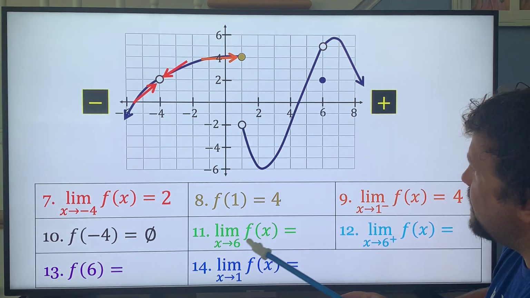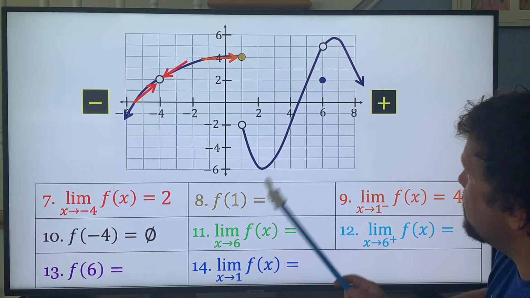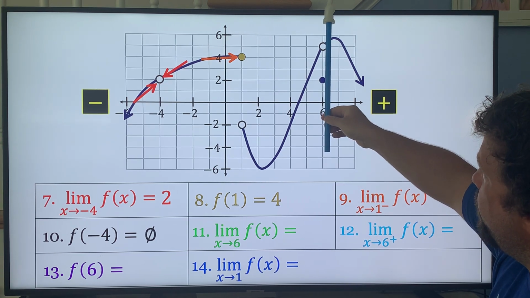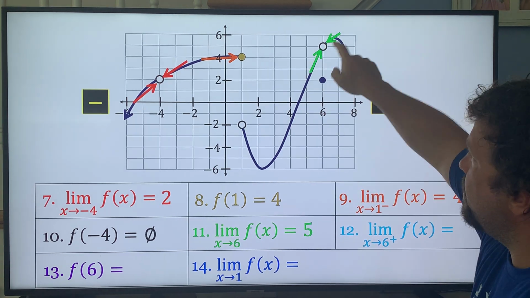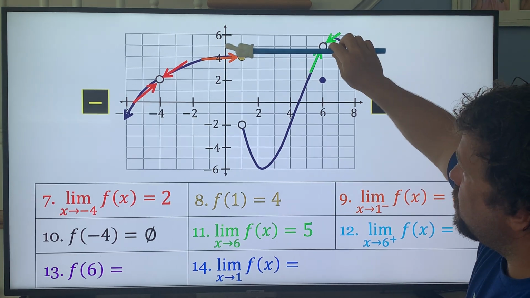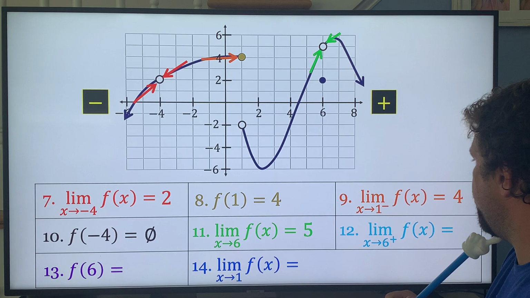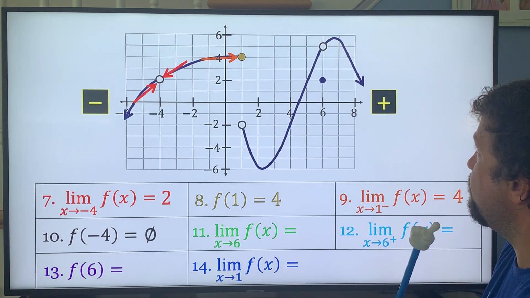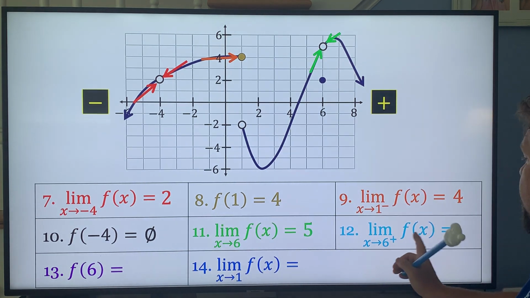The limit of f of x as x approaches 6. All right, so let's look for 6 on the graph. 6 on the graph is right here. You approach from the left and the right. They do indeed approach the same point, and that point, you go right there, is 5. Got it? Boom.